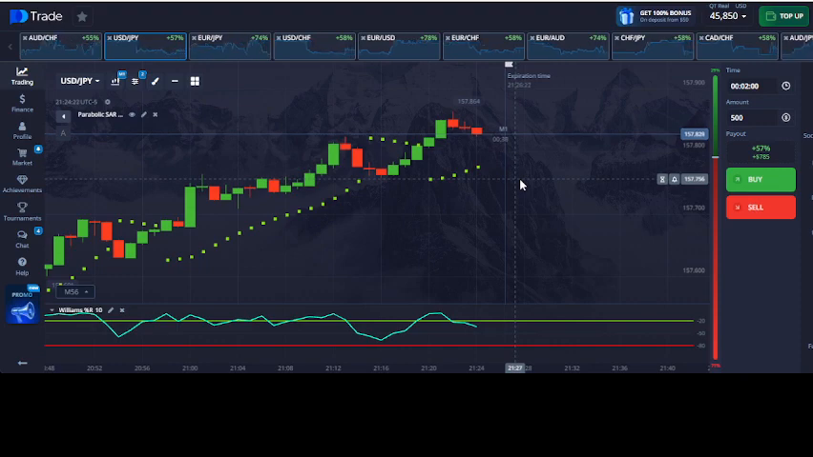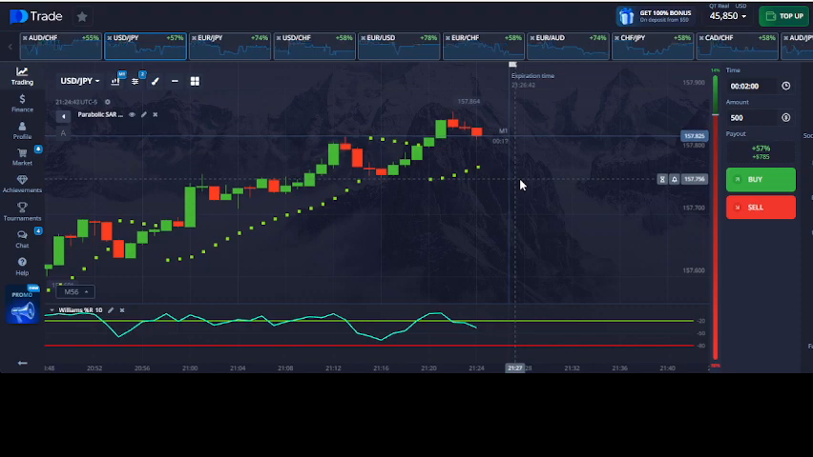And you can easily sign up and open a demo account to test the strategy before you decide to use real money. And that's what I recommend, that you open a demo account and practice before you use real money.